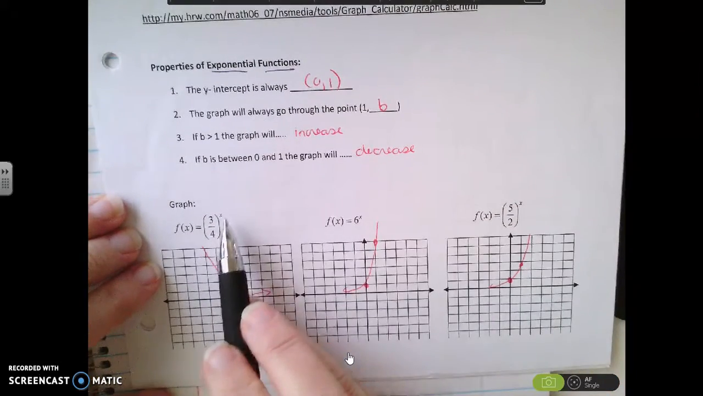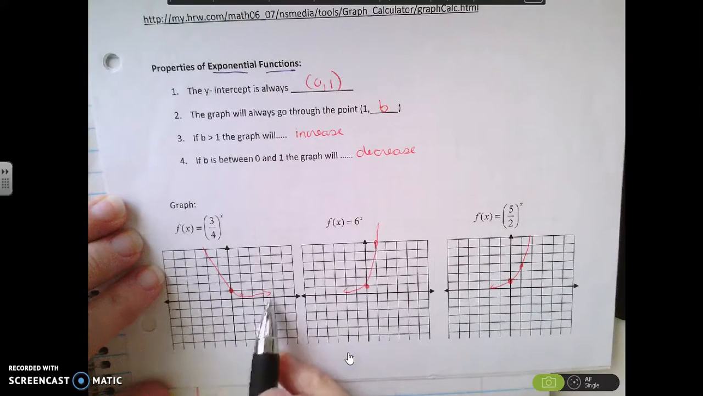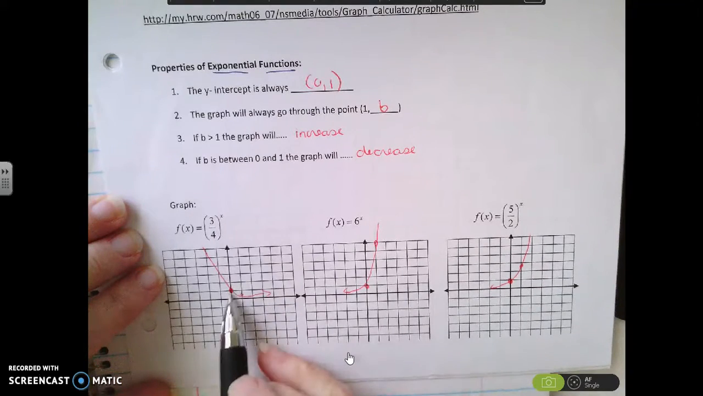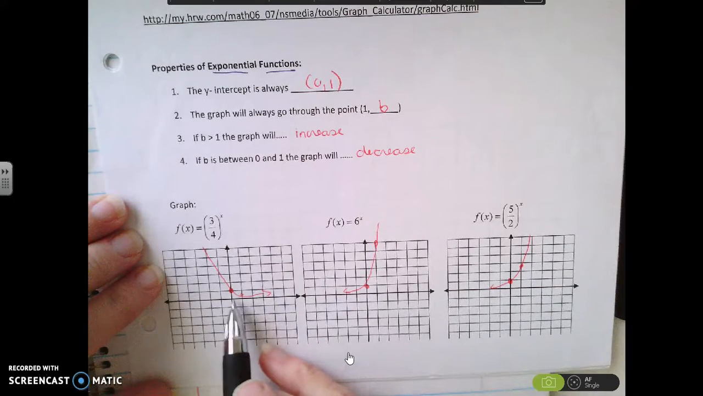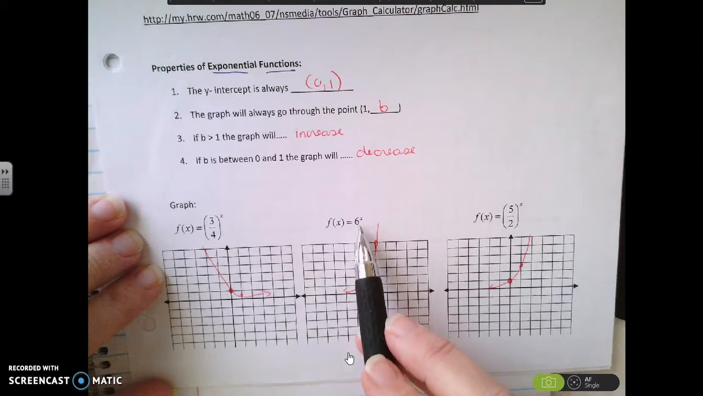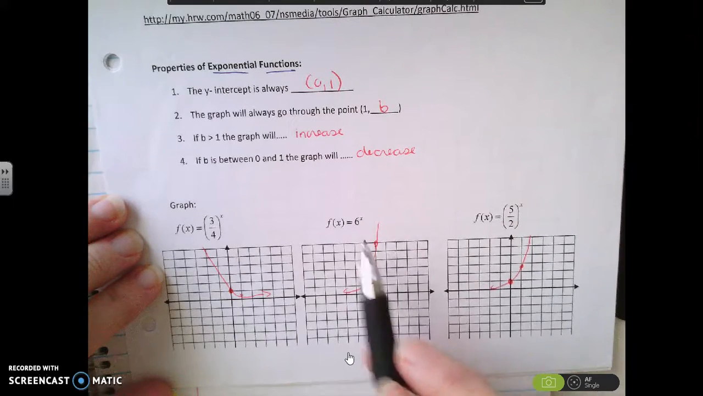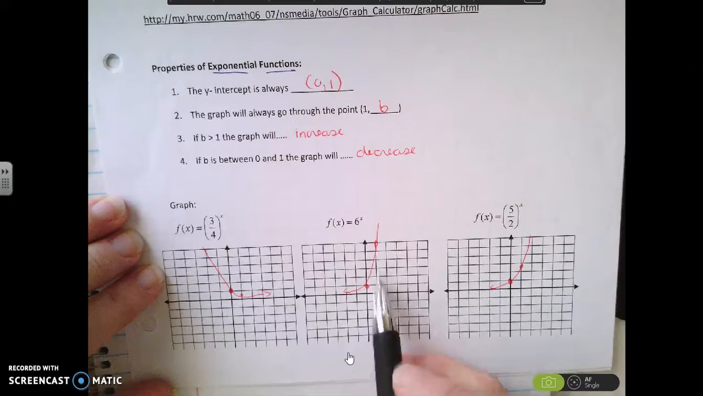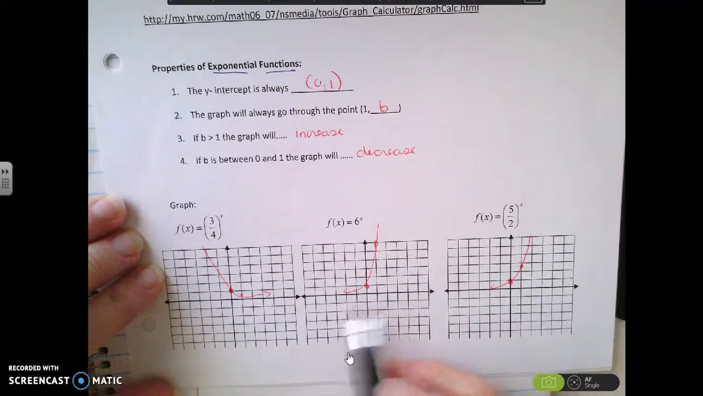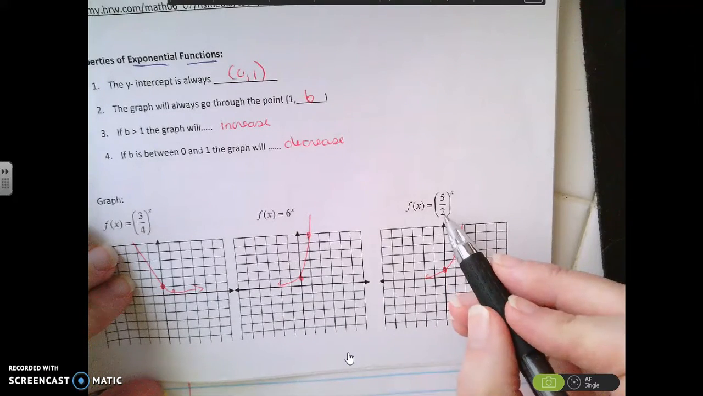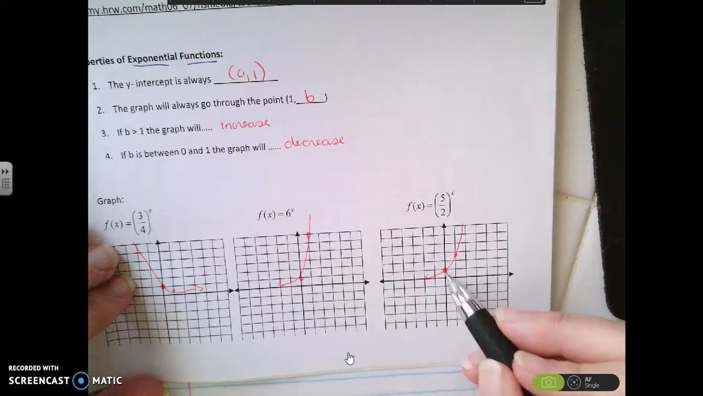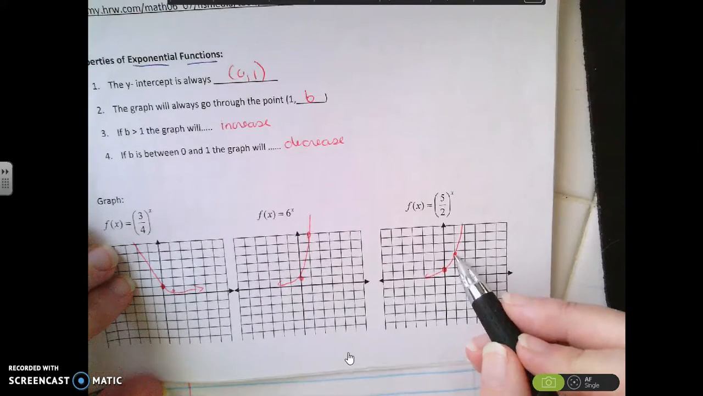So I have (3/4)^x, so the base is less than 1, so it's going to be decreasing. So I know it's going to go through (0, 1), and I know it's going to go through (1, 3/4), okay? And then I can estimate my graph based on that. This one is going to be an increasing function. It's going to go through (0, 1) and (1, 6). This one, be careful. 5/2 is 2.5. So again, I know it's going to be increasing, so it's going to go through (0, 1) and (1, 2.5), and it's going to be an increasing function.